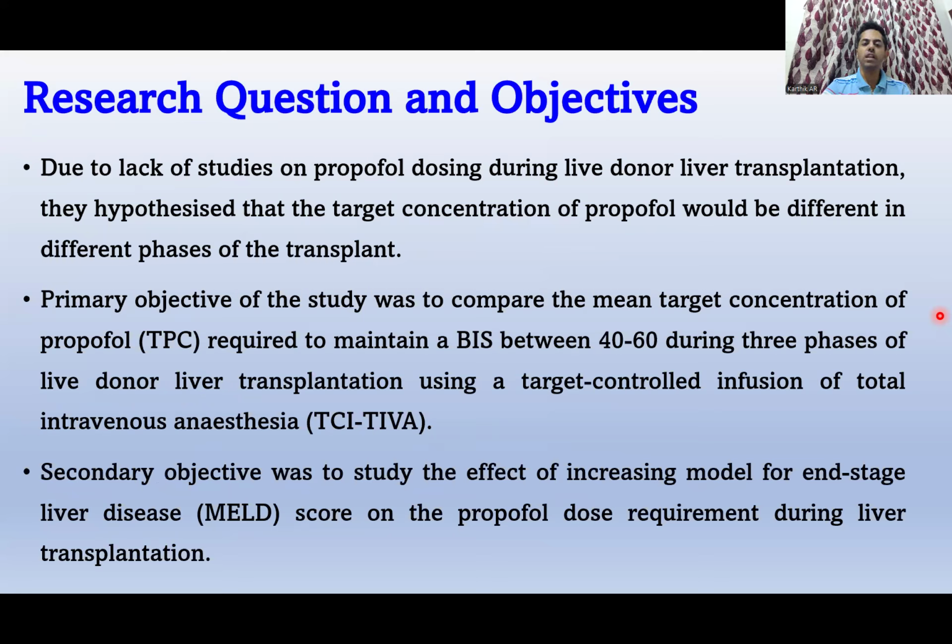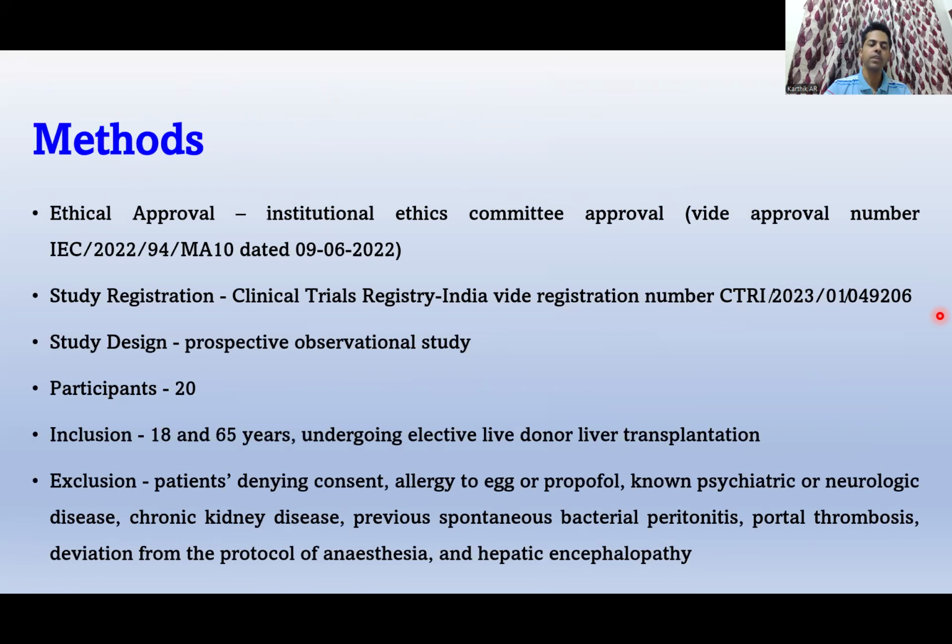Primary objective of the study was to compare the mean target concentration of propofol (TPC) required to maintain a BIS between 40 to 60 during 3 phases of live donor liver transplantation using a target controlled infusion of total intravenous anesthesia. The secondary objective was to study the effect of increasing MELD scores on the propofol dose requirement during liver transplantation. Ethical approval of the study was received from the Institutional Ethics Committee in 2022.